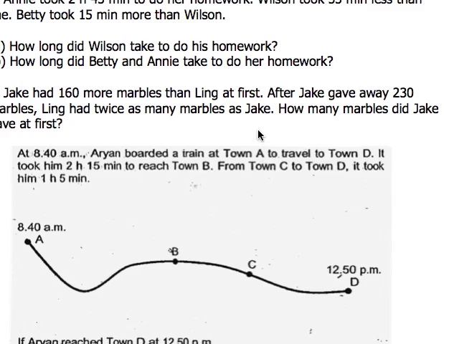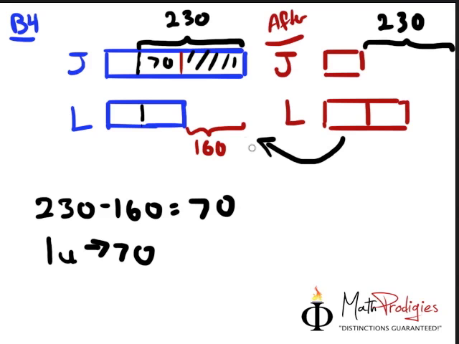And let me take a look at the question. It says how many marbles did Jake have at first? He had 230 over here, and he had 70 over here, because this is half, right? So therefore this is 70, this is 70. And since this is the same unit, 70, this is 70.